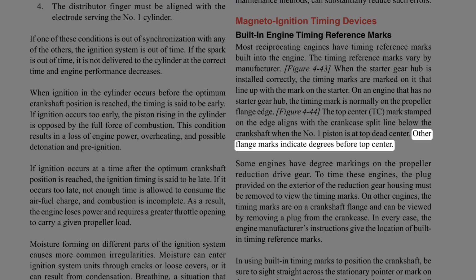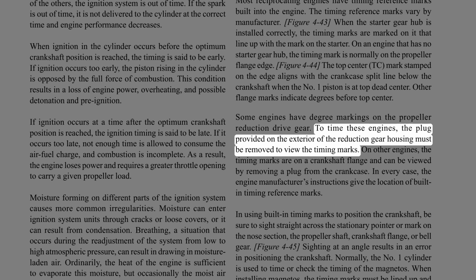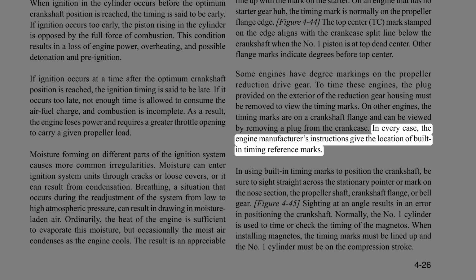Other flange marks indicate degrees before top center. Some engines have degree markings on the propeller reduction drive gear. To time these engines, the plug provided on the exterior of the reduction gear housing must be removed to view the timing marks. On other engines, the timing marks are on a crankshaft flange and can be viewed by removing a plug from the crankcase. In every case, the engine manufacturer's instructions give the location of built-in timing reference marks.